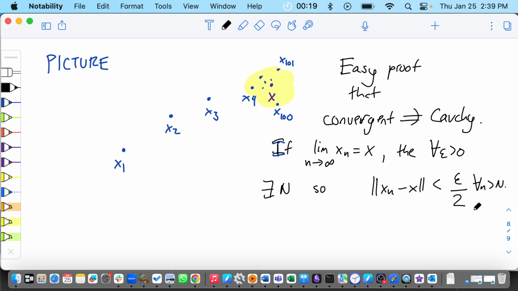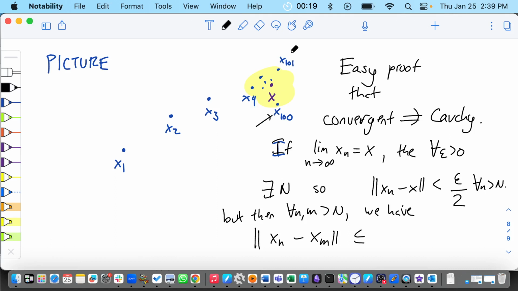So xn minus x is less than epsilon over 2. Eventually, you're inside that little yellow spot around the point x. But then, for all n, m greater than N, we have the norm of xn minus xm is less than what? Well, this is just like the points x100 and x101, right? If they're both in the ball, and you're both within epsilon of x, then you're going to be within 2 epsilon of each other. In this case, it's just by triangle inequality. So less than xn minus x plus xm minus x.